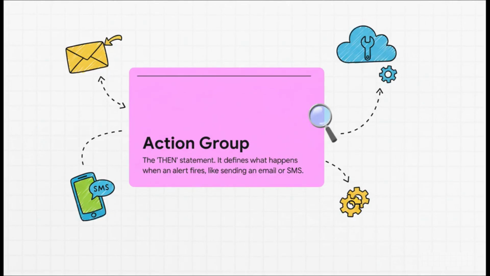The action group is the other half of this puzzle. It's your then statement. It defines exactly what should happen when that alert fires. You can set it up to send an email to your team, fire off an SMS to the on-call person, or even trigger a webhook that runs a script to try and automatically fix the problem.